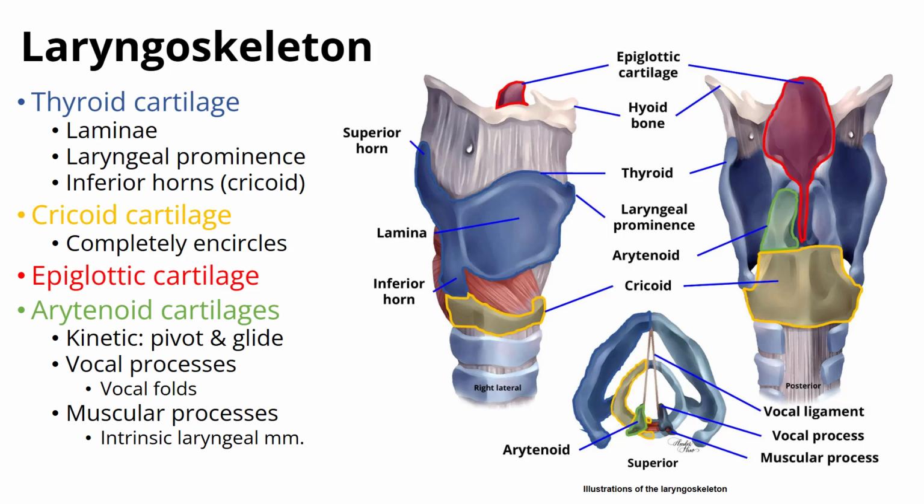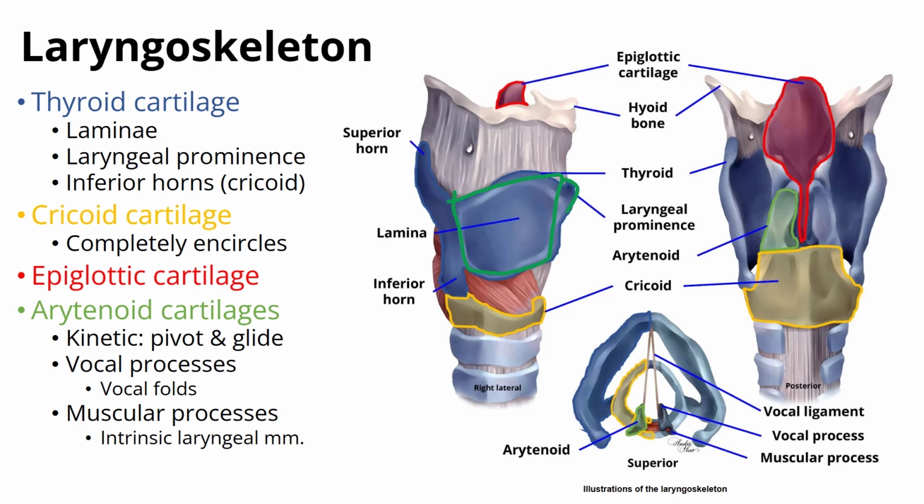Let's start with those of the thyroid cartilage. So the thyroid cartilage consists of two laminae, or plates, that come together along the midline. The superior portion of where the laminae come together is a region known as the laryngeal prominence, also known as the Adam's apple, which one might see grossly visible in the anterior neck.